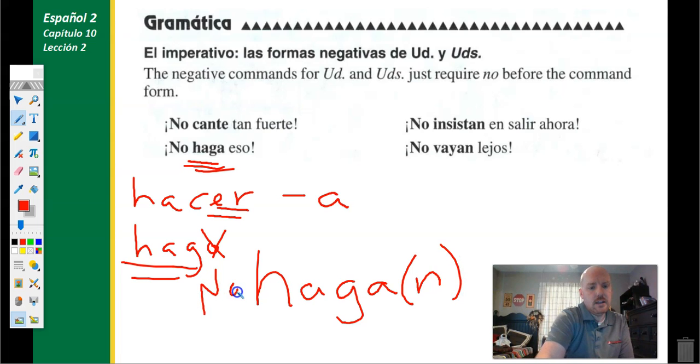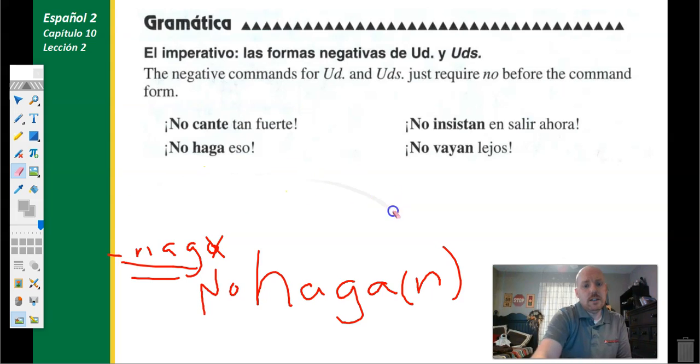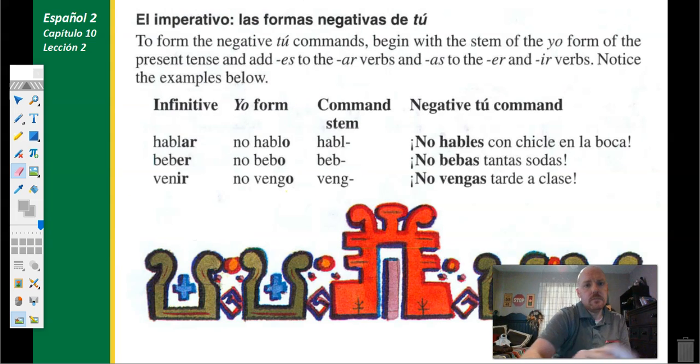And of course, this is negative. No haga, no hagan. Don't do that. No haga eso. So you can see why it's so important that we have the yo form. We have to go to the yo form first. Many times there isn't a change in the yo form. But for verbs like hacer, there is. And we have to use that altered stem from the yo conjugation in order to get the correct imperative form.